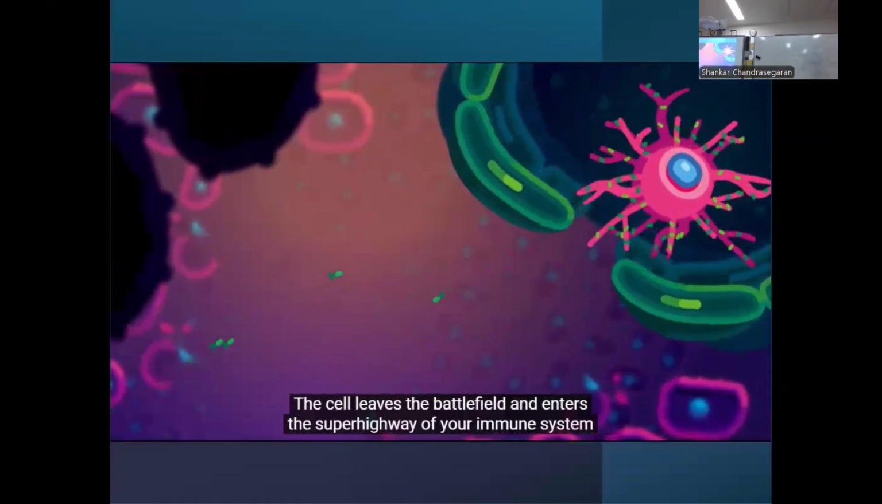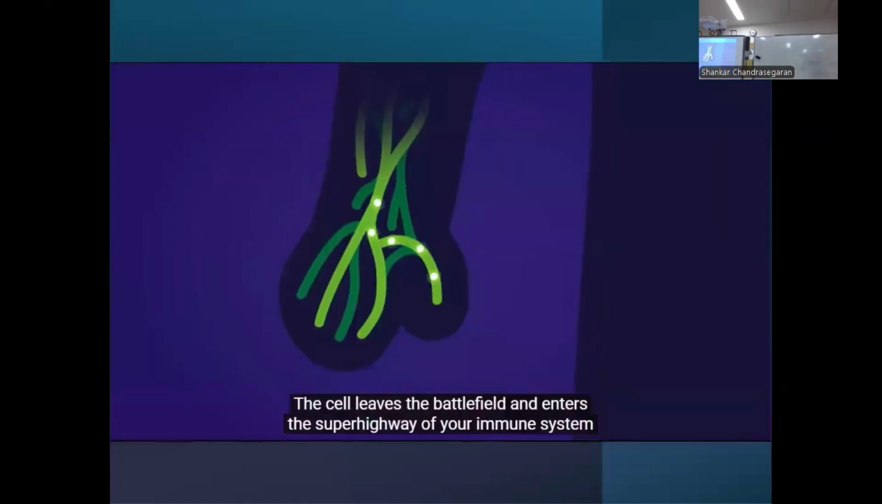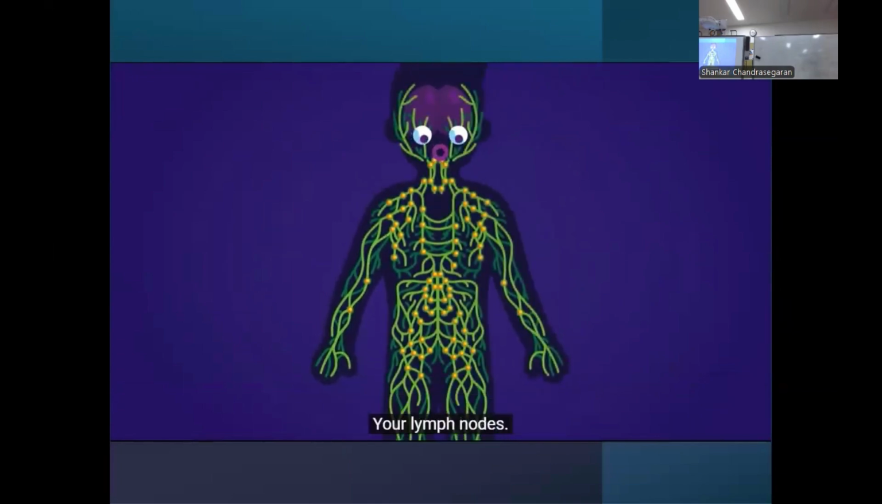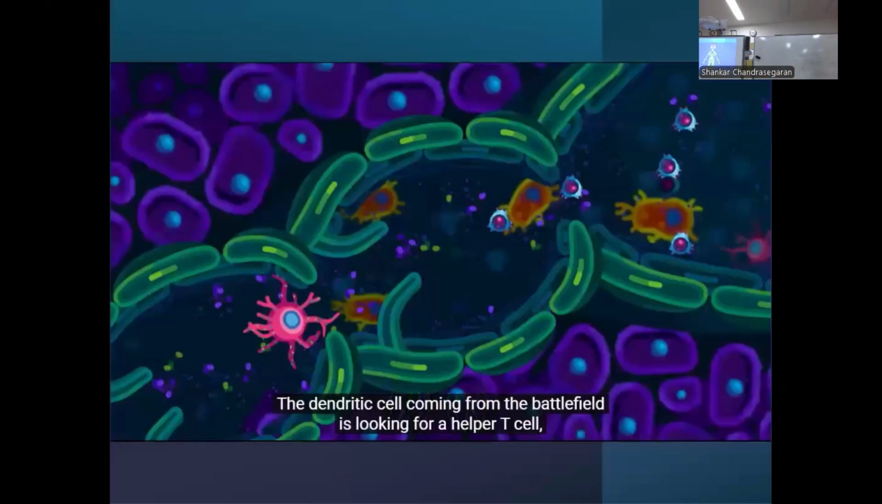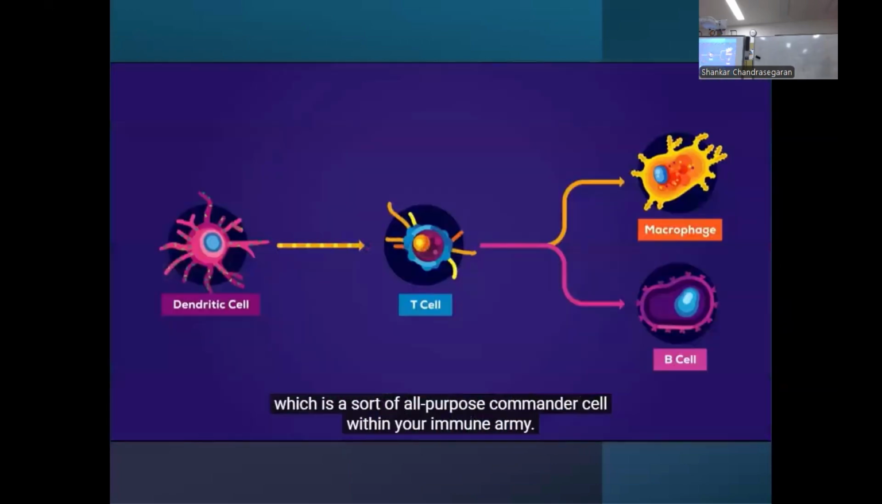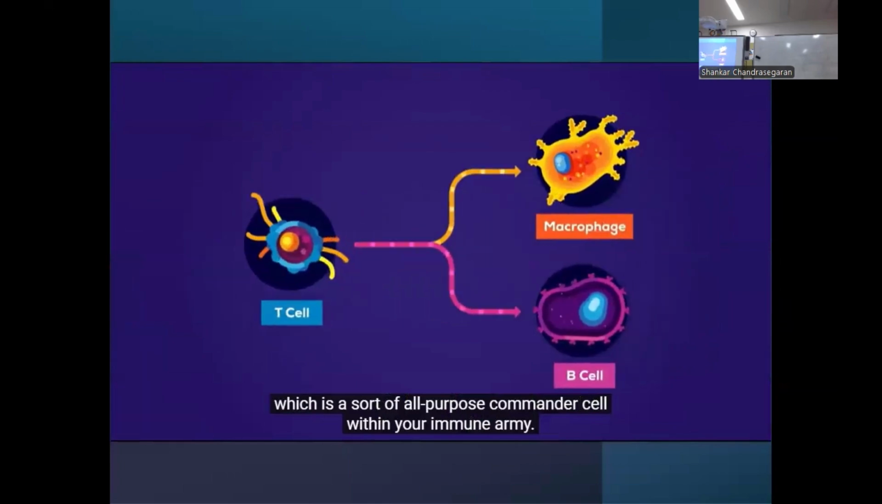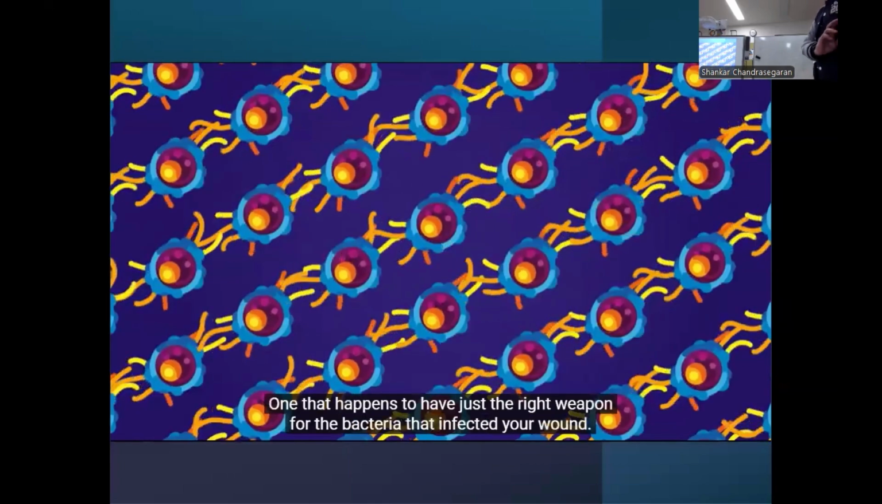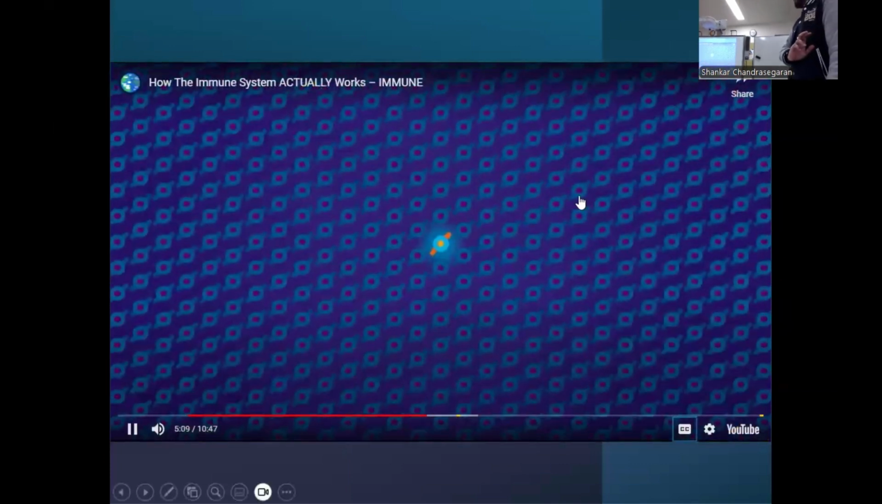Like a soldier decorating itself in the guts of a dead enemy. The cell leaves the battlefield and enters the superhighway of your immune system that connects all your tissues with your immune headquarters, your lymph nodes. The dendritic cell coming from the battlefield is looking for a helper T cell, which is a sort of all-purpose commander cell within your immune army. But not any helper T cell, one that happens to have just the right weapon for the bacteria.